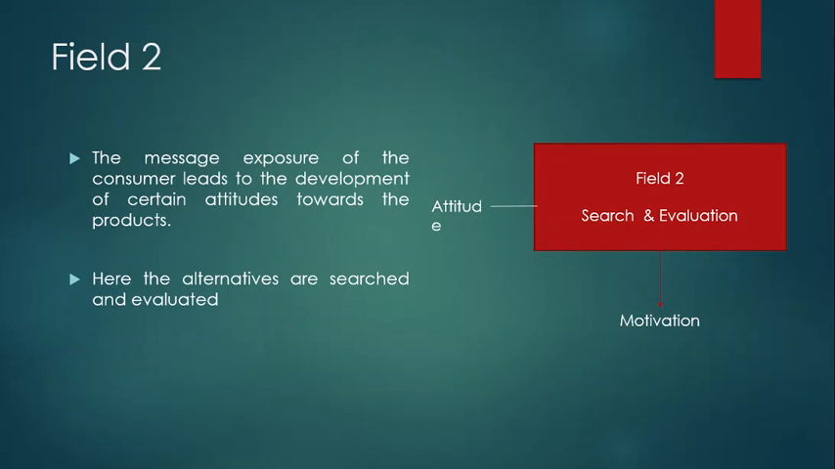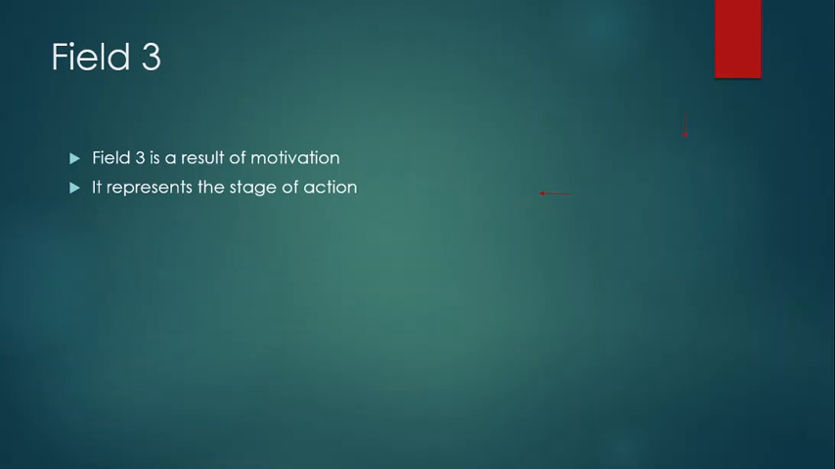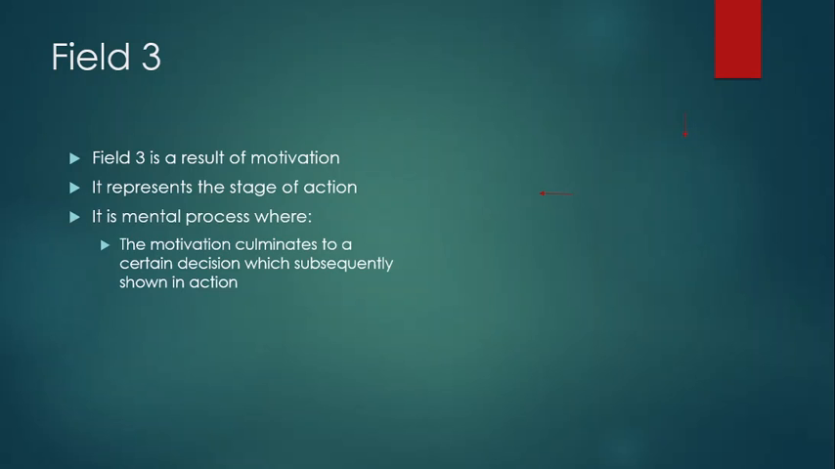Next, this search and evaluation drives to what? Motivation. This creates a level of motivation to act within the customer's mind. Field 3 is the result of motivation, and it represents the stage of action. Why? Because here is where the customer is going to decide whether or not they are going to buy the product.